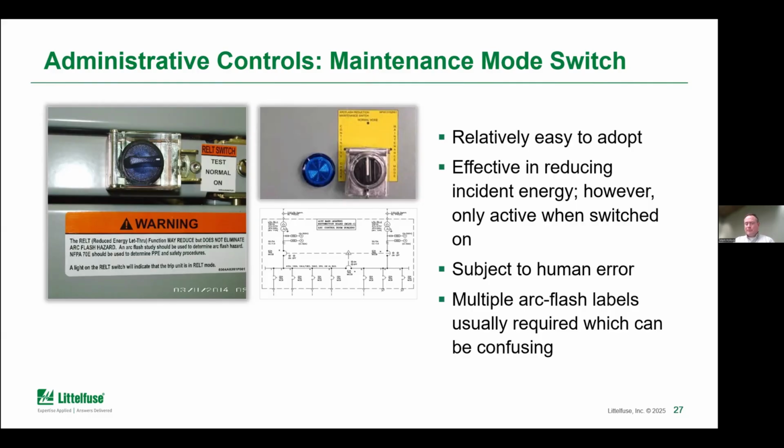And the other thing that can be a little bit confusing is there typically would need to be two arc flash labels now as well, because there's a different arc flash rating when this is engaged, and there's a different arc flash rating when it is not engaged. So that can be a little bit confusing, and again, subject to somebody looking at the wrong number when they're selecting PPE and not matching what the switch might be set to.